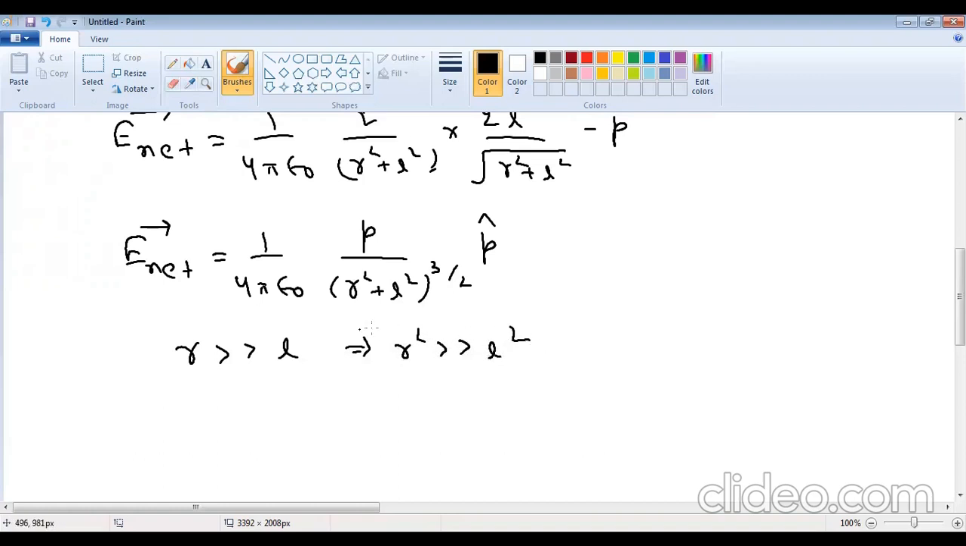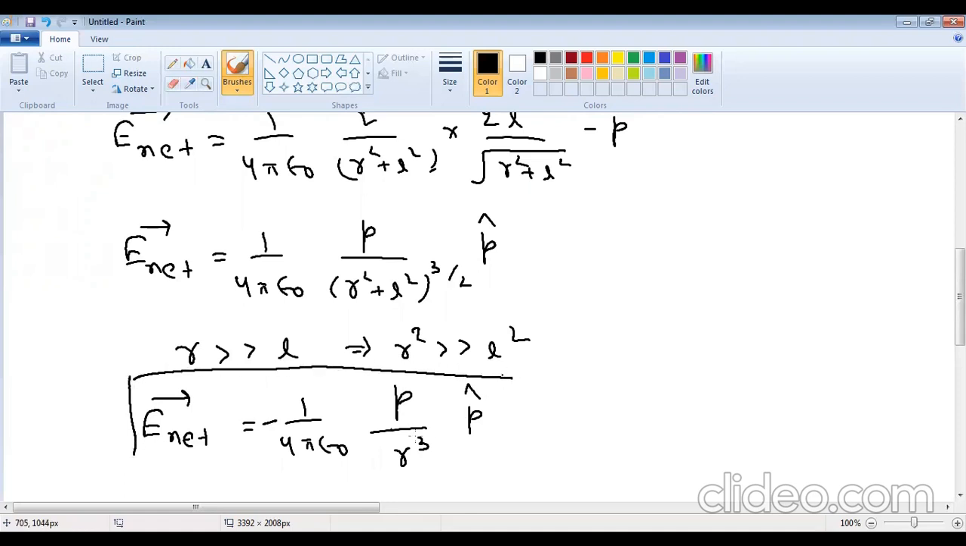So accordingly, what will happen? This R square quantity will be very high compared to this L square quantity. So using this, this L square that is coming in the parenthesis, we can just neglect it. So then we have the net electric field given to us like this, with the minus sign. So this is how we obtain the electric field because of a dipole on its equatorial line.